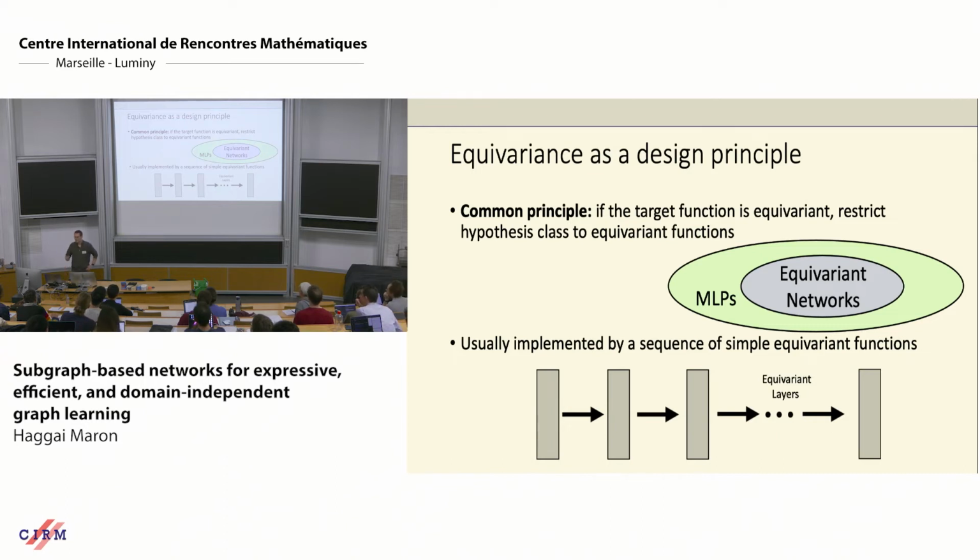So what I'm trying to say here, this diagram represents the closure of this space of networks. So we know that MLPs can approximate any continuous function on a compact domain. This is the celebrated universal approximation theorem, but equivariant networks cannot, because they cannot approximate functions that are not equivariant. So there is a strict gap between those two. Okay.